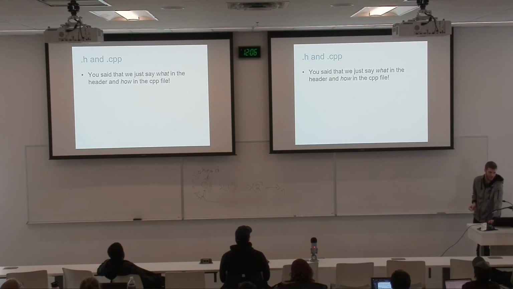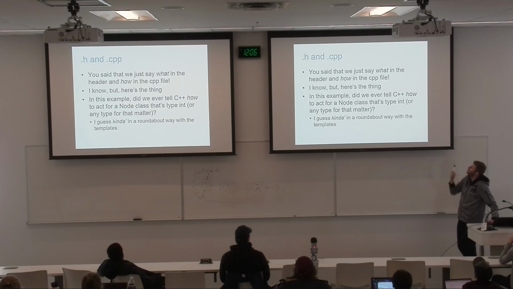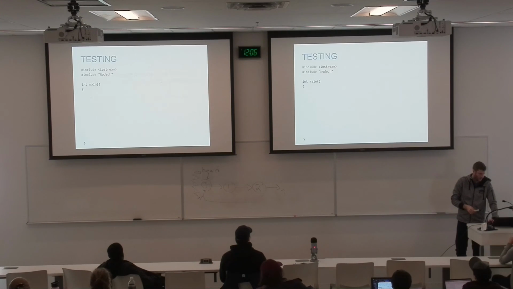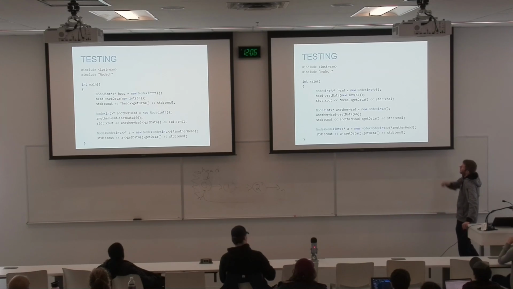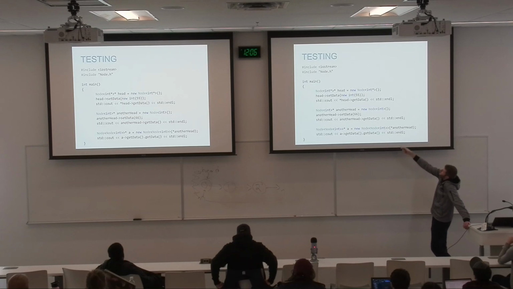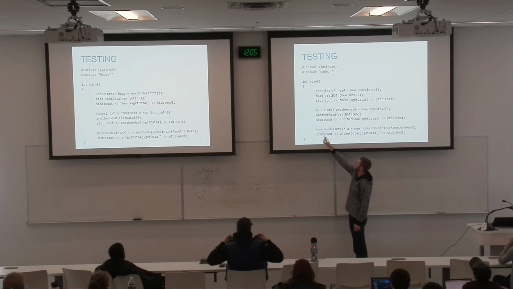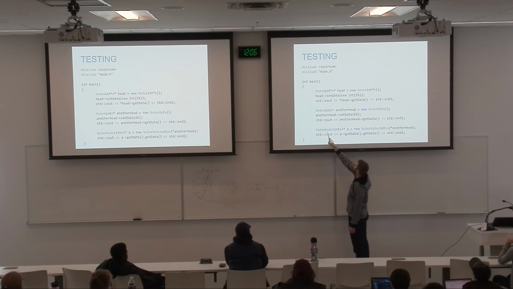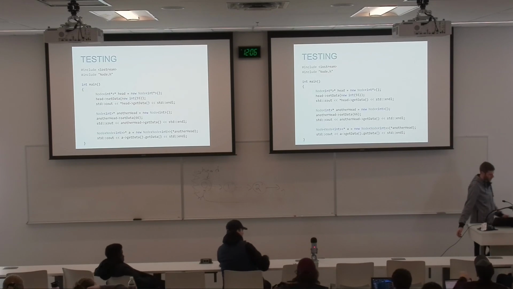So you say, okay, you said that we just say what in the header and how in the CPP file. Yeah, but here's the thing. In this example, did we ever tell C++ how to act for a node class that's type int or anything? No. We defined the template and then C++ generated it for us. So here's an example of me using it there. This is a type integer pointer, then there's a type integer, and then, ooh, here's a weird one. What's the type of this node? Its type is a node of type int. Weird. I can do that. Anyways, see you tomorrow.